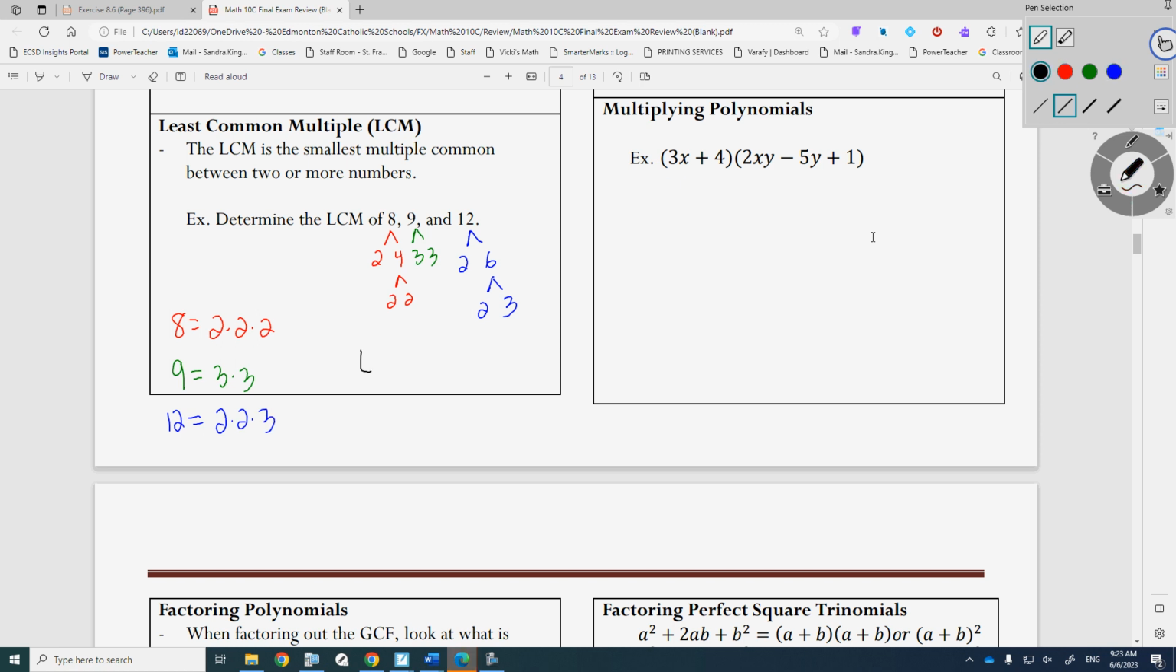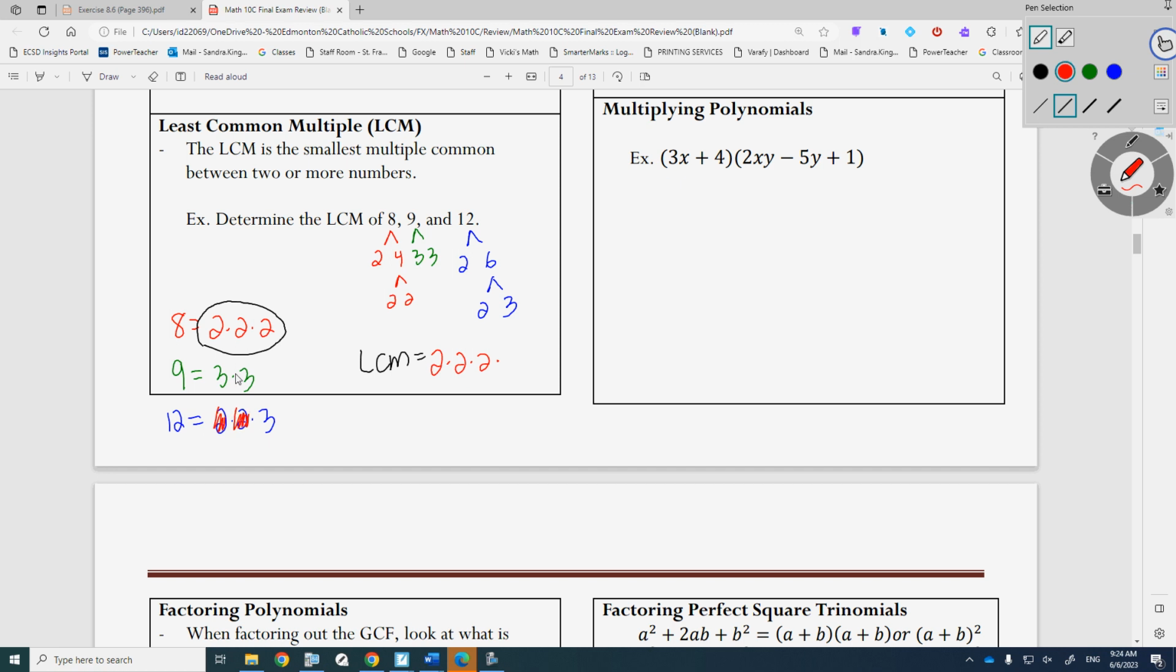In order to get the lowest common multiple, we take all of the prime factors of the first number. So I'm going to write down a 2, a 2, and a 2. Then remember we cancel below. If I took out 3 twos, I could go to this row and cancel up to 3 twos. There's no twos here to cancel. Here there are 2 to cancel, so this guy goes and this guy goes.